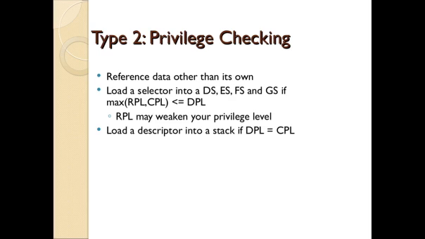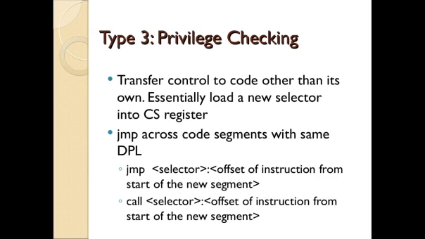If RPL is there and if it is used, then RPL may become your privilege level. So the requester privilege level may be weaker and it will weaken the privilege level value. Load a descriptor into stack if DPL equals CPL. So in the first case, if max of RPL, CPL is less than or equal to DPL, load the selector in data segments, and if DPL equals CPL, then load the descriptor into stack. In the first case we use segments, in the second case we use stack.